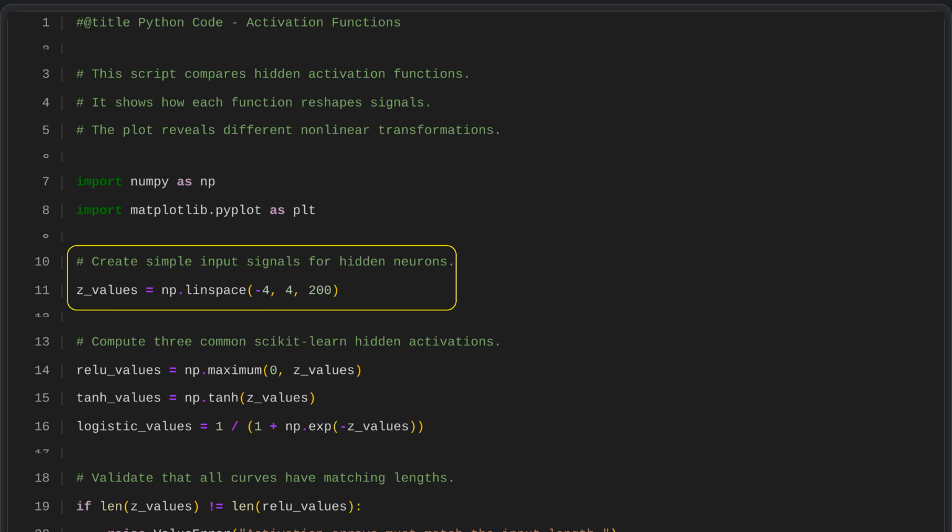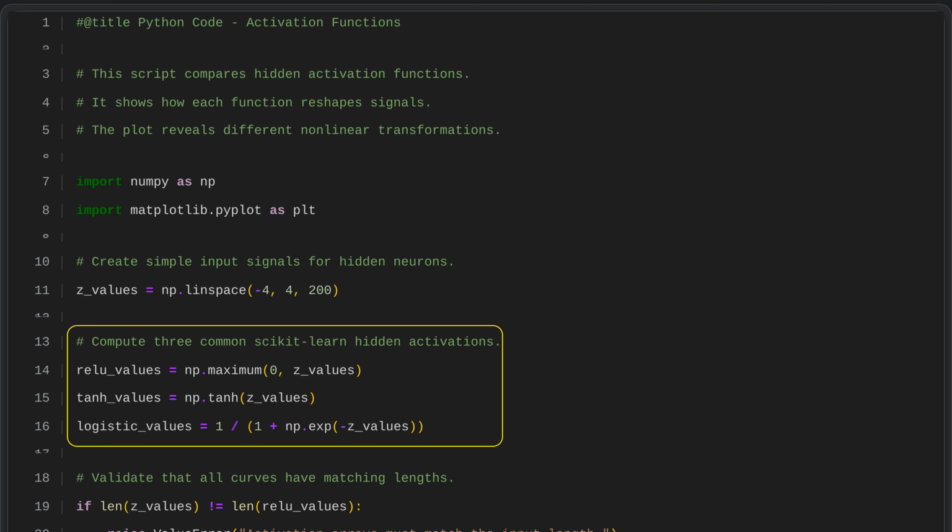We create a set of input values for hidden neurons using the NumPy linear spacing function. It generates 200 evenly spaced numbers from -4 to 4, giving a smooth range of signals for comparing how different activation functions respond. The input array is passed through 3 common activation functions.